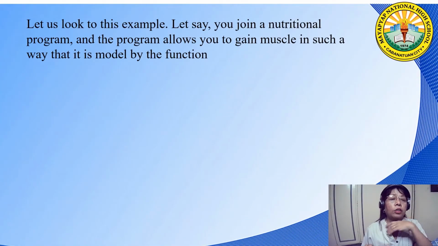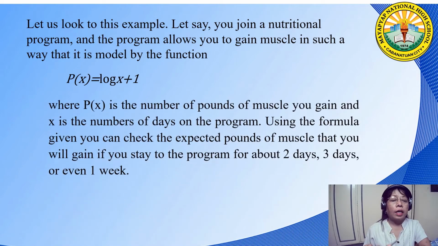So let us look at this example. Let's say you join a nutritional program, and the program allows you to gain muscle in such a way that it is modeled by the function P of x equals logarithm of x plus 1, where P of x is the number of pounds of muscle you gain and x is the number of days on the program. Using the formula given, you can check the expected pounds of muscle that you will gain if you stay in the program for about 2 days, 3 days, or even 1 week.